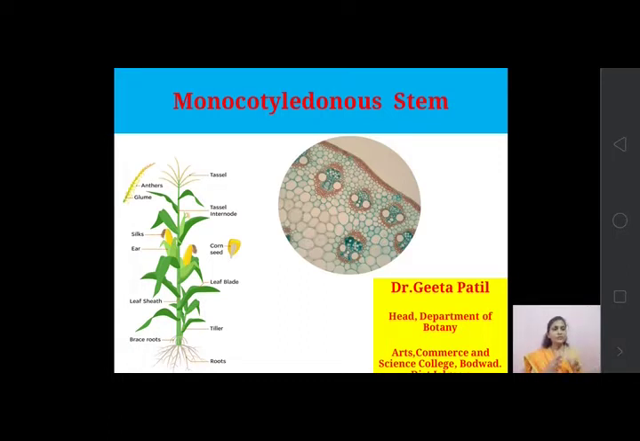So today we are going to see the internal structure of the monocotyledonous stem. The monocotyledonous stem does not show any branches when we see the external morphology of that plant. What is the difference between the dicotyledonous plant and the monocotyledonous plant? The main difference related to the stem is that the dicotyledonous stem has branches, whereas the monocotyledonous stem is unbranched.